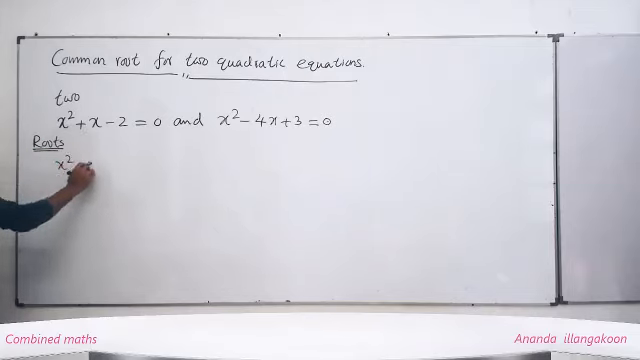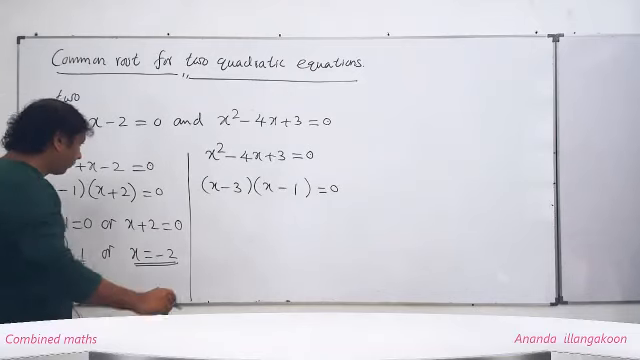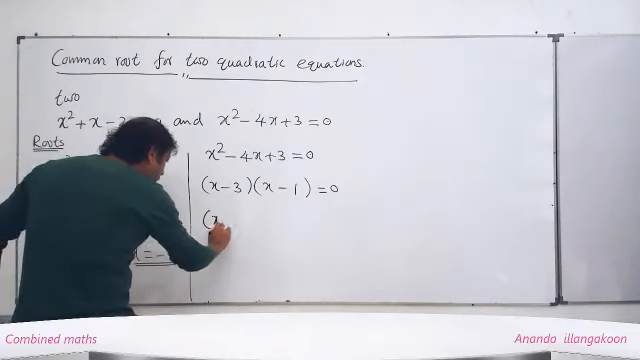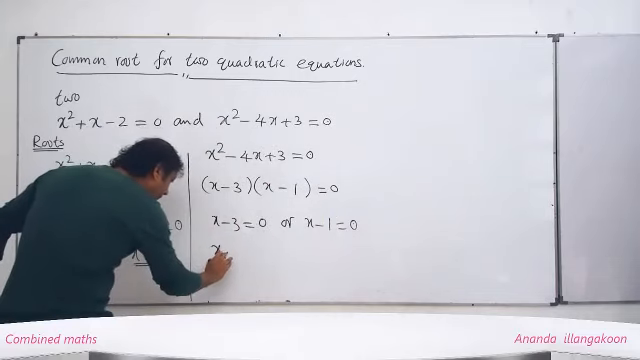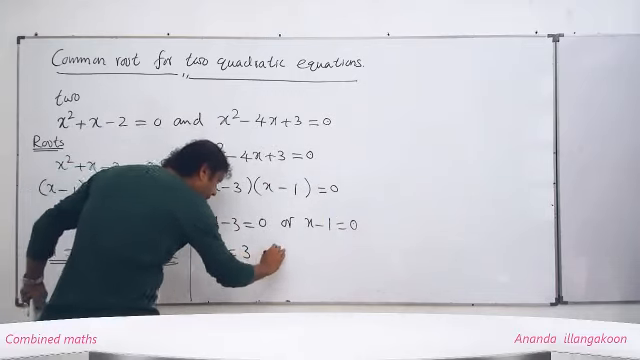Right, here we get x minus 3, x minus 1 as the factors. I directly factorized that; I think you can manage that well. x minus 3 equals 0 or x minus 1 equals 0. Taking the right hand side, x is 3 or x is 1.